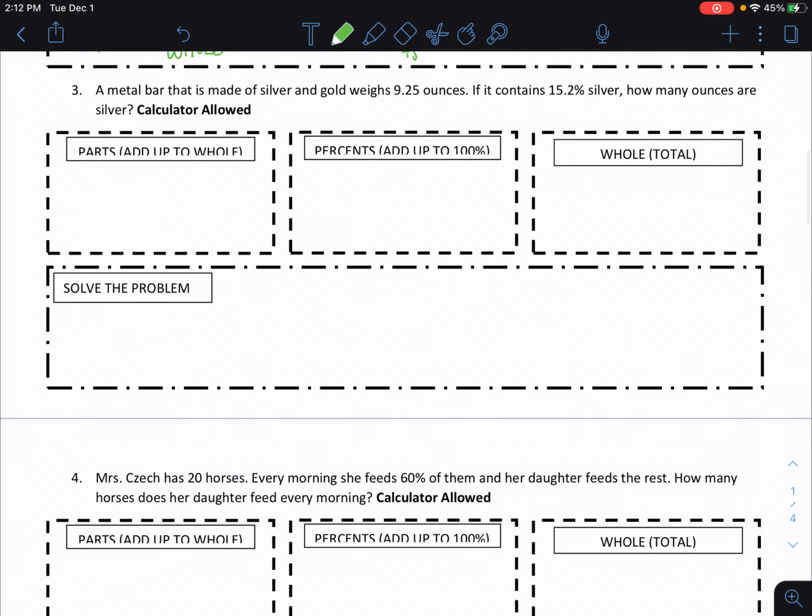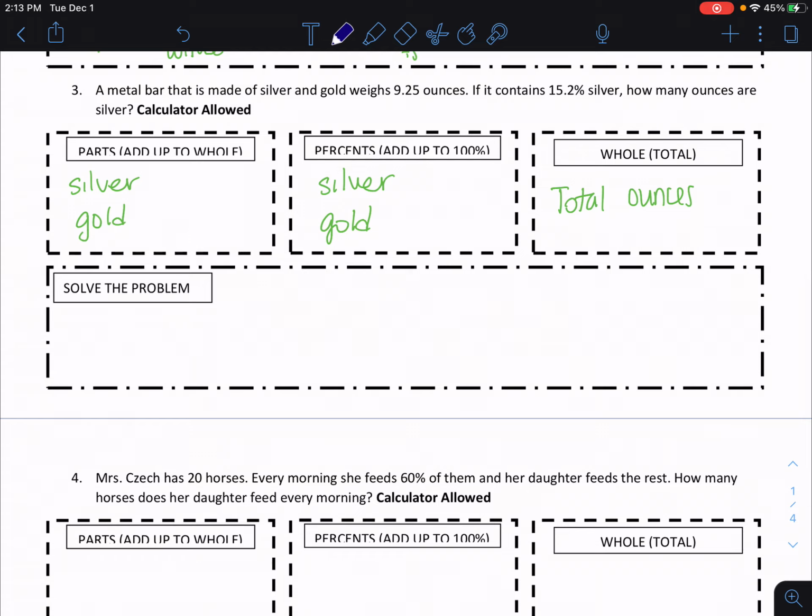Number 3 says a metal bar that is made of silver and gold weighs 9.25 ounces. If it contains 15.2% silver, how many ounces are silver? So my 2 parts are going to be what makes up the metal bar. So I've got silver and gold. And then I've got total ounces. So the silver and gold is the ounces of silver, the ounces of gold, and then I've got the total ounces of the bar.